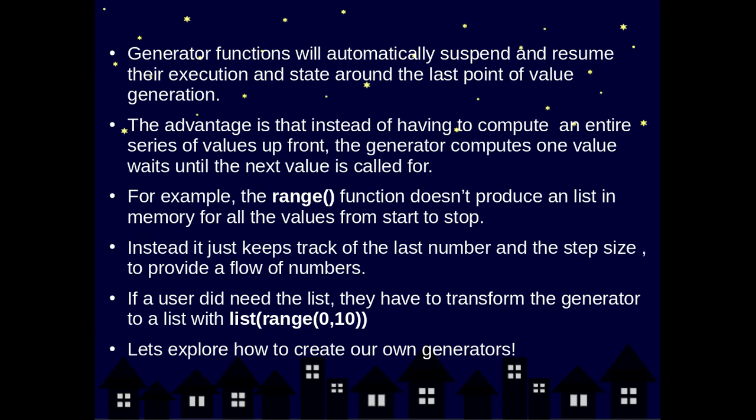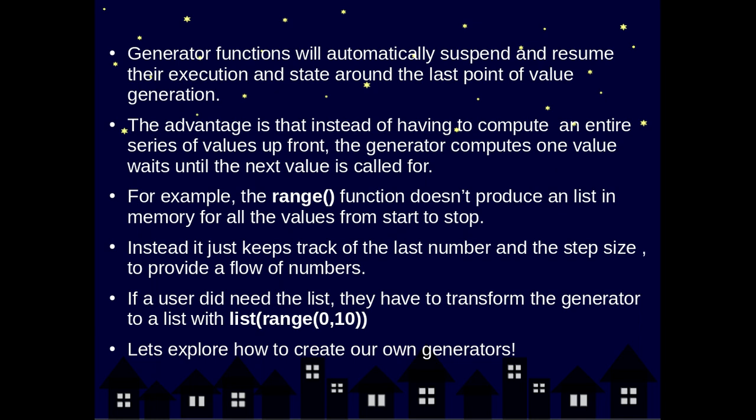Let's say you don't want all the values at a time from the list. You want one value at a time. So it's better for performance purposes, instead of creating a whole thing and keeping it in memory, to create one by one, yield one by one using a generator. The range function, for example, behind the scenes works like a generator, and doesn't produce a list in memory for all the values from start to stop. It's yielding one by one.